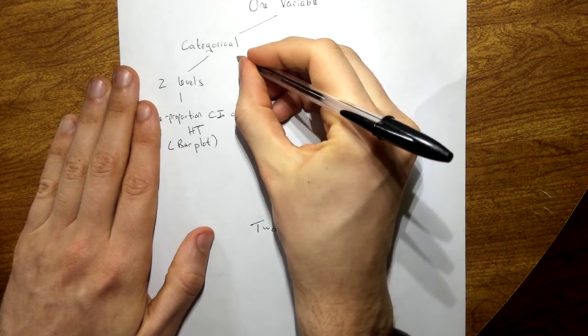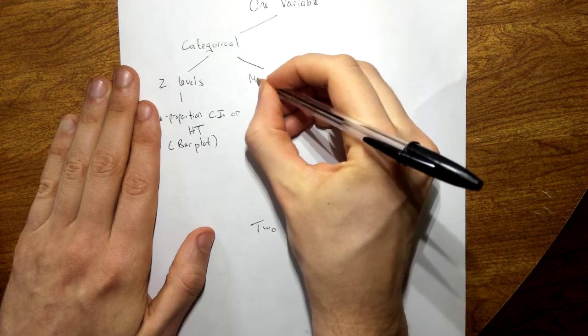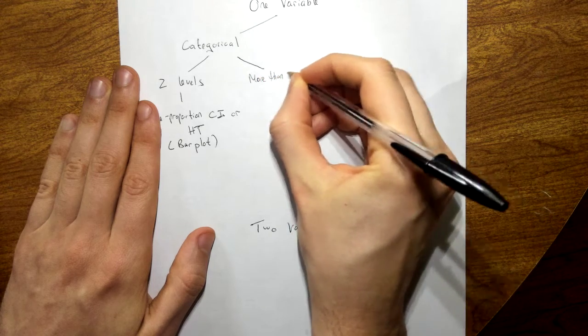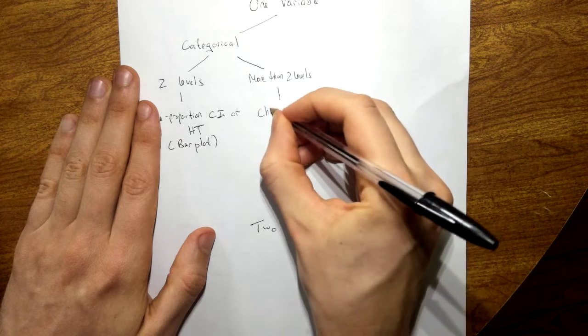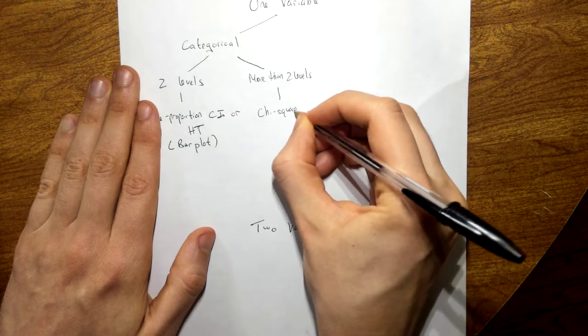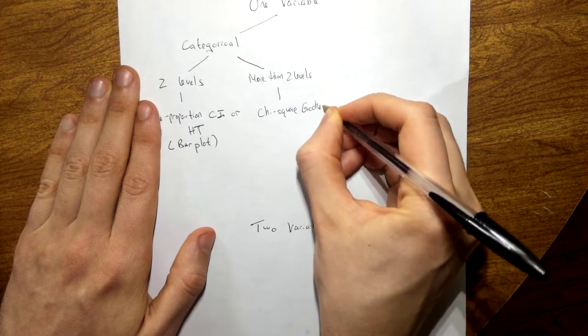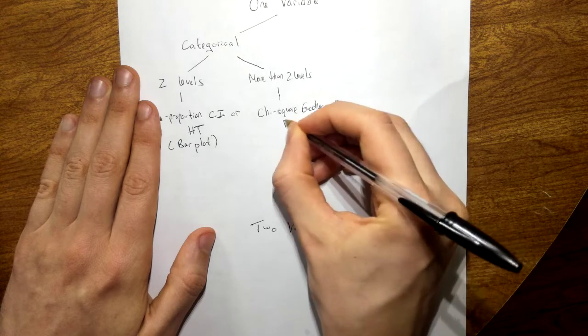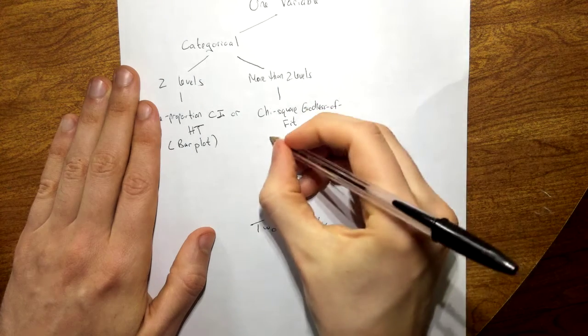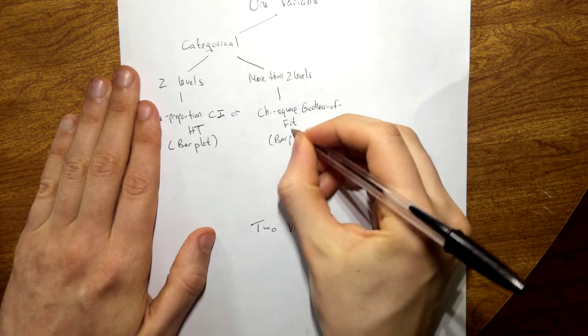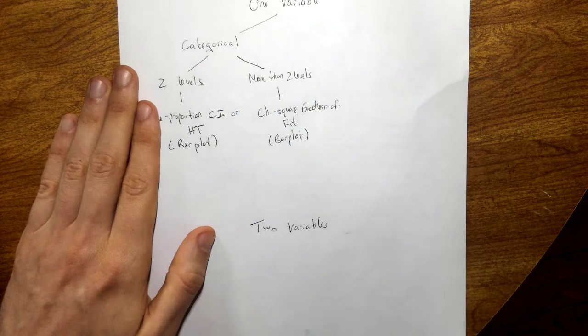If our categorical variable had more than two levels, then we did a chi-square goodness of fit test. That was like that Pokemon example where, since there were three starters, there were three levels of that variable, preference, and our plot was still a bar plot.